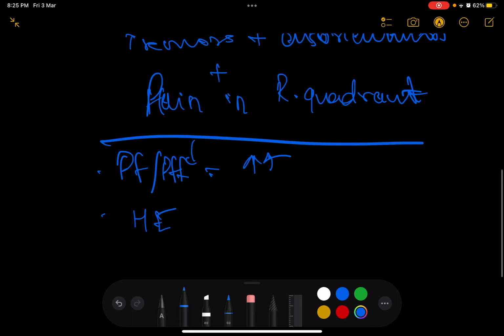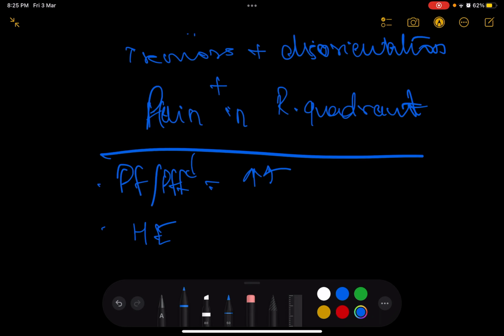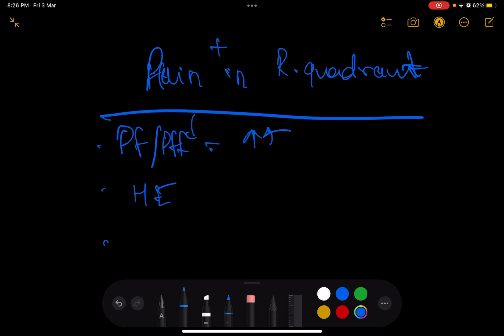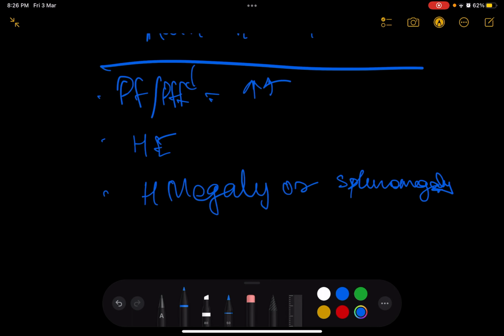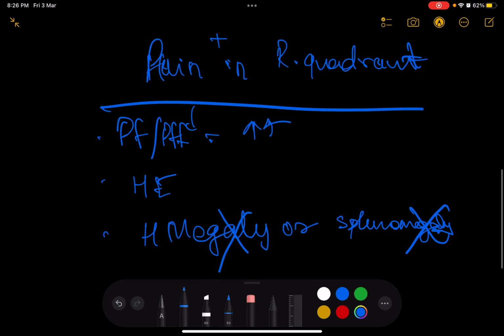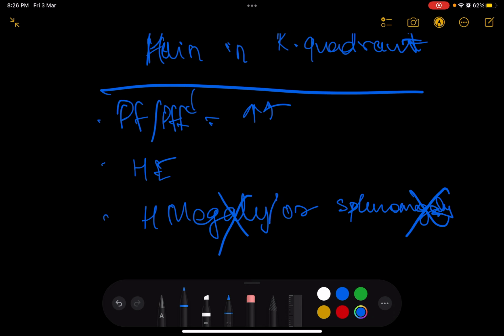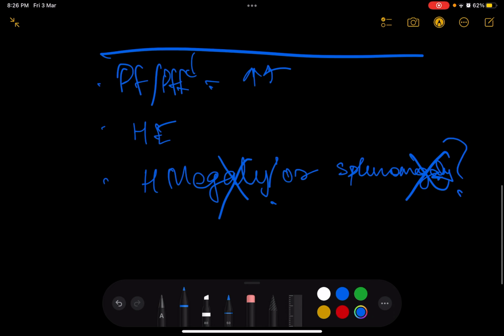And second, you also want to think in terms of the pain in the right quadrant. So you do a palpation in the right quadrant, and you definitely see a certain amount of hepatomegaly, or you actually see more of a splenomegaly. Any one, or you might not. It's not necessary. This might be completely absent as well. But definitely there is pain in the right quadrant. Hepatosplenomegaly may or may not be there.